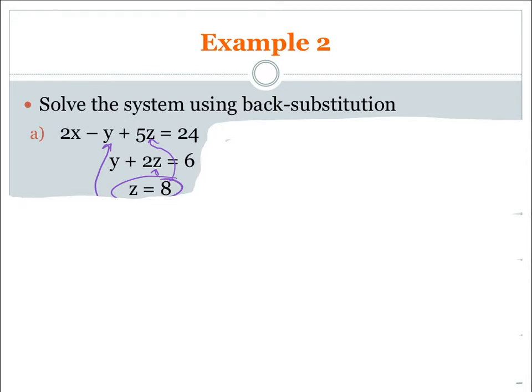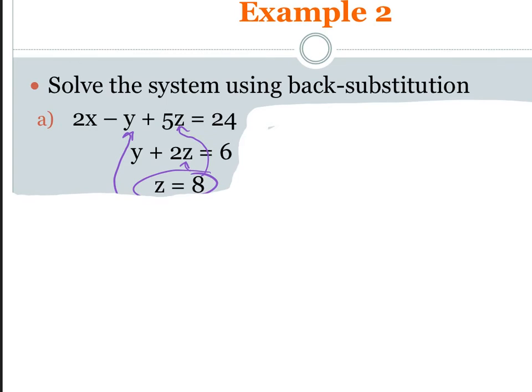In example 2, we're using back substitution again. So we're just working backwards. So what are we going to plug z is equal to 8 into? The first equation or the second one? Second. Got to plug it into the second first. So we have y plus 2 times 8 is equal to 6. Solve for y. Y plus 16 is equal to 6.